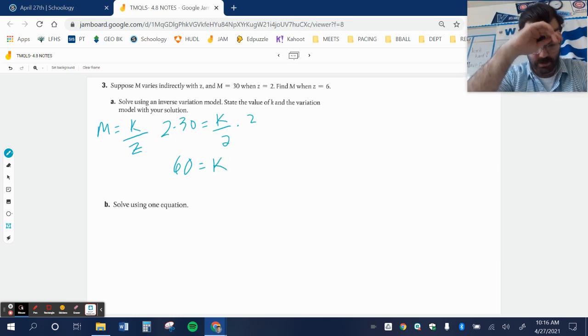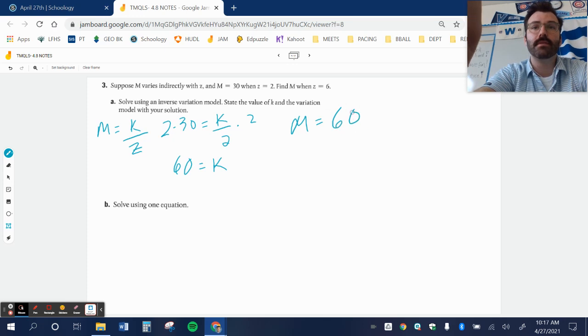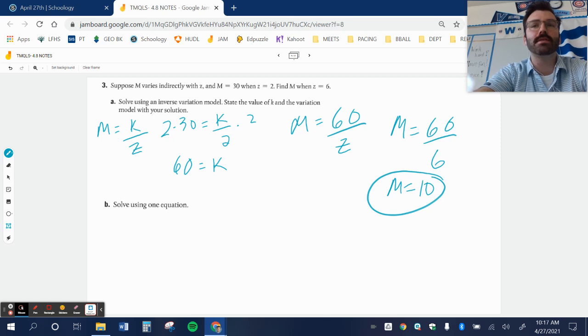Okay? So now it says, find M when Z is 6. Well, when Z is 6, my equation is y equals 60 over Z. So find M when Z is 6: M equals 60 over 6. So M equals 10.